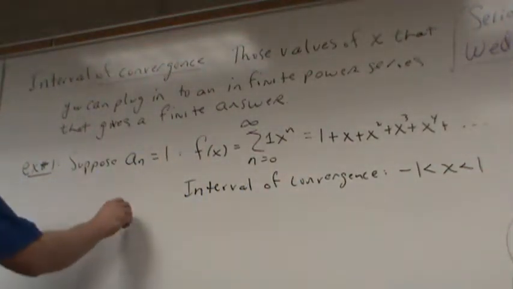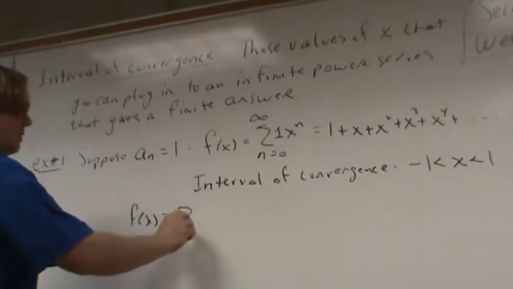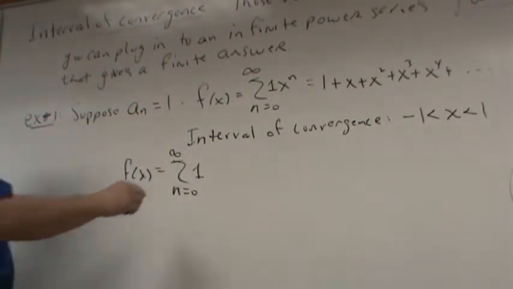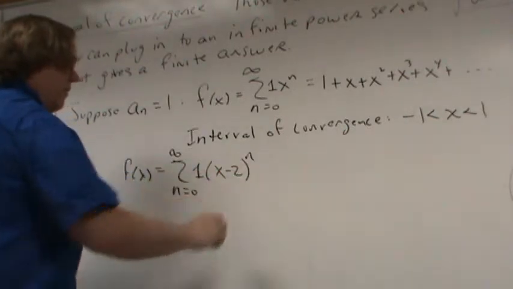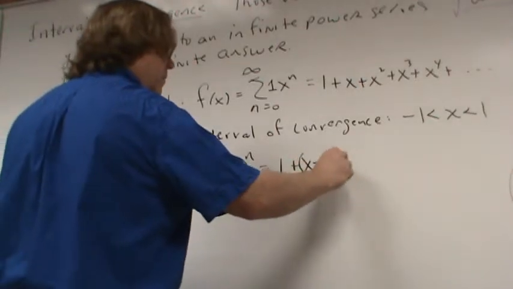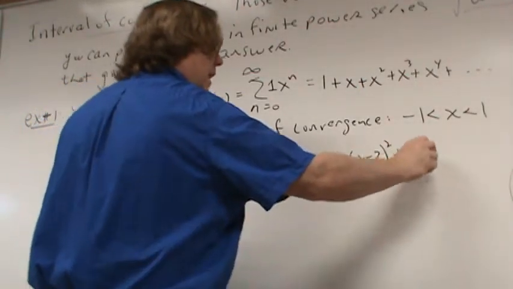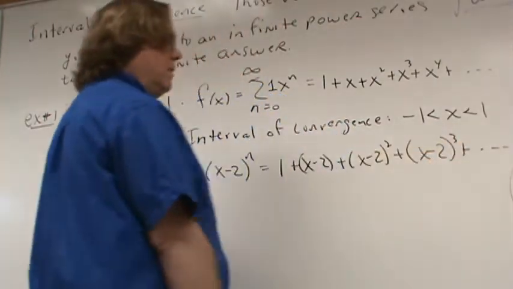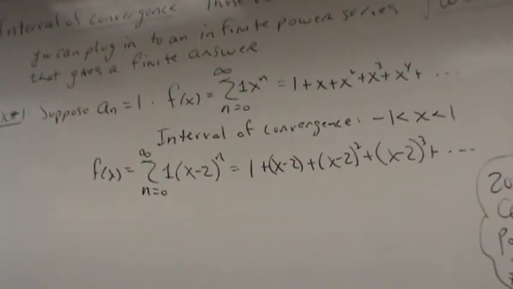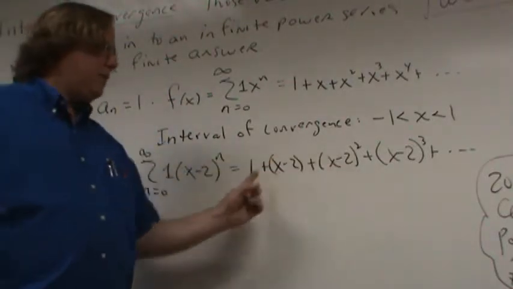Here, what if I gave you another one? What if I gave you f of x equals the sum as n goes from 0 to infinity of 1, so I'm still using a sub n as 1, but now it's times x minus 2 to the n power. That is, this is going to be 1 plus x minus 2 plus x minus 2 squared plus x minus 2 to the third power plus dot dot dot. Can you use your cleverness and get your interval of convergence there? Can you plug in 2? Yes, it's centered at 2. I plug in 2, I just get 1.